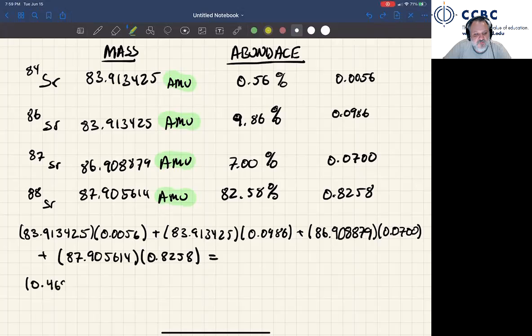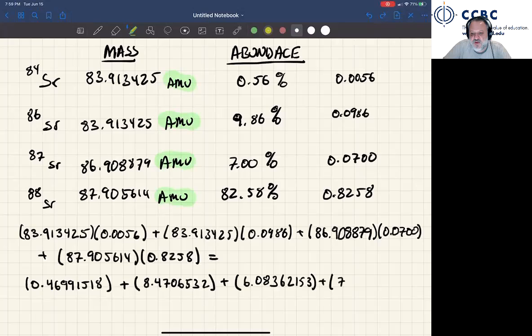The result of the first one is 0.46991518. The second one is 8.47065332. The third one is 6.083625153. And the final one is 72.5924564. Okay, so these are the products of all the multiplications.